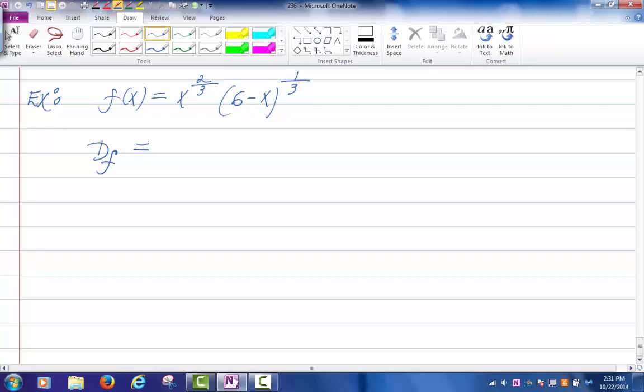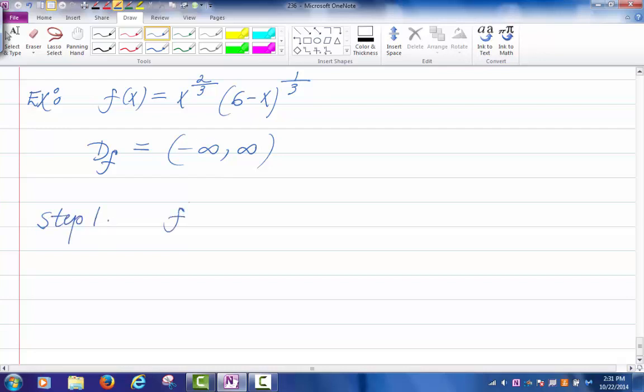Alright, so first of all, what's the domain of f? Anyone? Because we are taking cubic roots, and we can take cube roots of negative numbers as well, right? So this would be defined for any real number. So the domain is still all real numbers. Step 1.